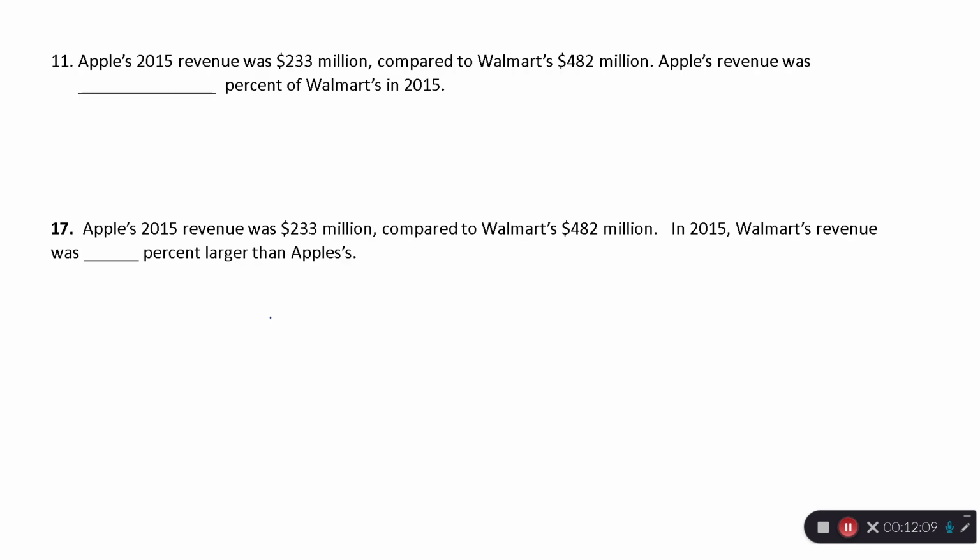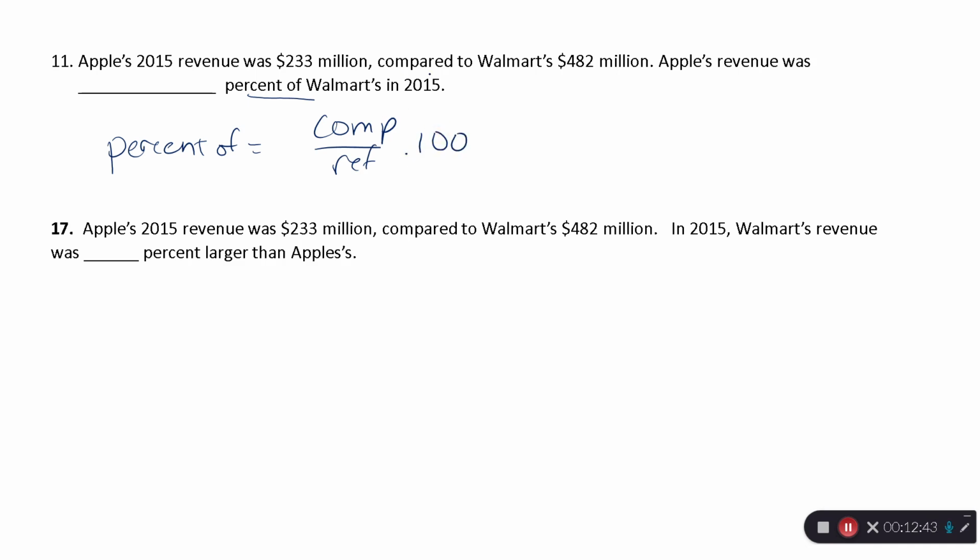So we are asked to calculate in 11. Apple's 2015 revenue was $233 million. Walmart's in that same year was $482 million. Apple's revenue was blank percent of Walmart's in 2015. Hopefully the first thing you caught there was we're going to calculate percents. The next thing we should catch is that it's a percent of, and so percent of is the percent of formula. So we're going to put the compared value over the reference value, and then we're going to multiply by 100.